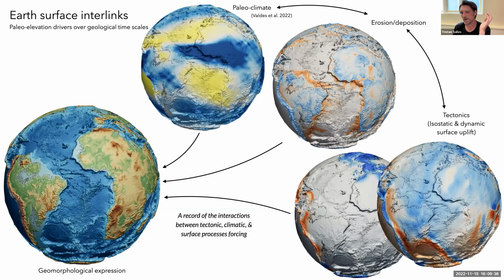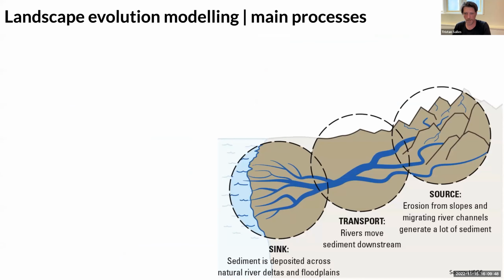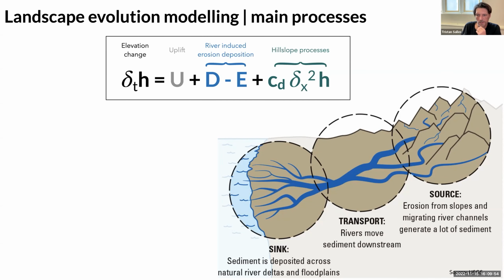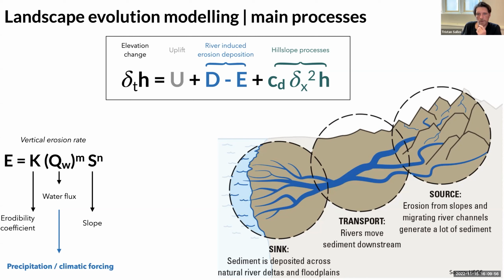So the idea is how we can see how wrong these paleo-elevations are and what we can do to improve them. To do that, I've designed a tool. I've designed several tools over the years, but this is quite a simple tool. It's going to evaluate the evolution of the elevation over time and you can impose different things. You can impose the uplift, so a tectonic forcing, and then you will have some climate, some rainfalls that are going to vary spatially and temporally.